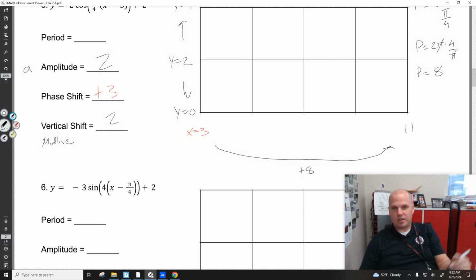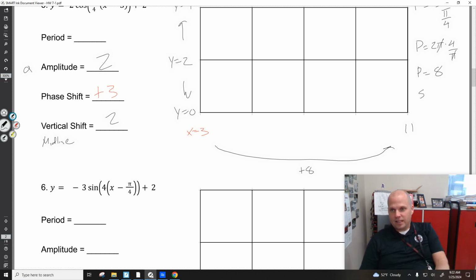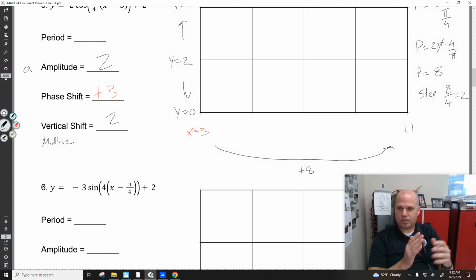gives me 11. This is going to be a common mistake students make. They're going to think that this number here goes to 8, but it's not. It's got to be 11 because every step along the way should be a step of 2. If I split this period into 4 steps by dividing by 4, I'm going to add 2 to 3 to get 5, add 2 to 5 to get 7, add 2 to 7 to get 9.